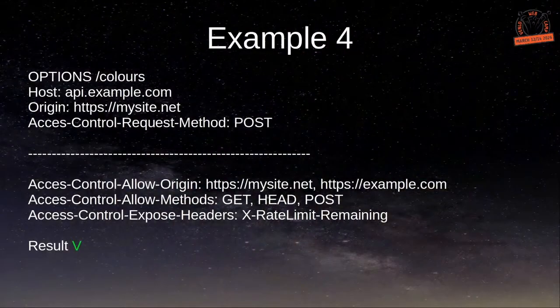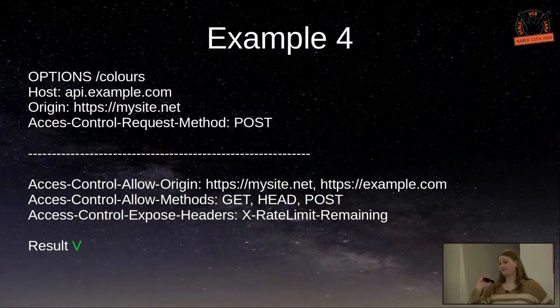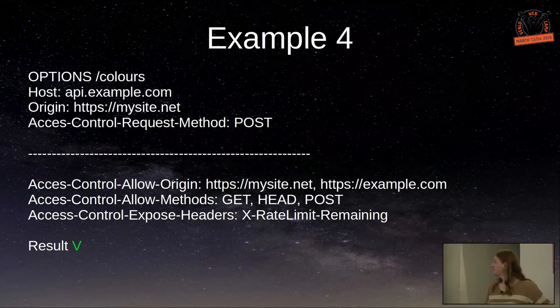And this is what it should look like when you fully implement it. Options call, host, origin, basic. And you can see here the expose headers, rate limiting. In this case, we want the rate limiting visible for the client.